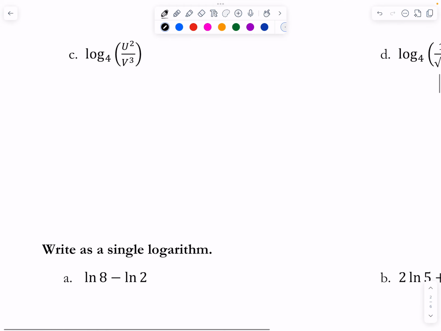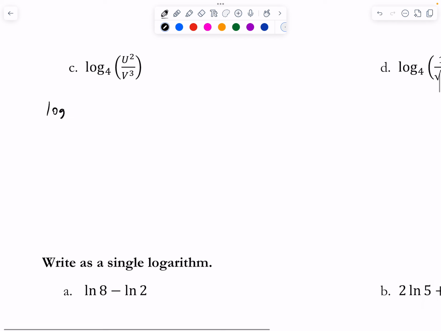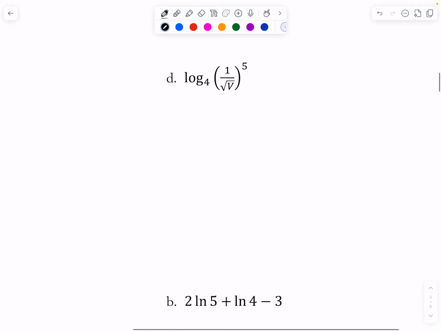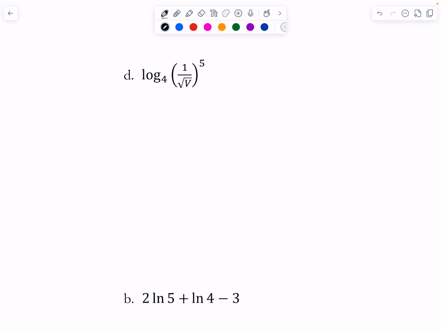Okay, the next one. This time we have division. So I'm going to break this up into two logs with subtraction. So u squared minus log base 4 of v cubed. And hopefully by now you recognize what's going to happen with those powers. They're going to go to the front of their respective logs. So 2 times log base 4 of u minus 3 times log base 4 of v. And that's it. Okay, last one here in this section. I'm going to take this 5 and move it in front like we did in A. So it's going to multiply. And I'm going to write 1 over.